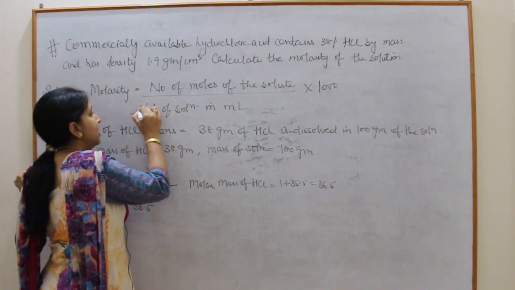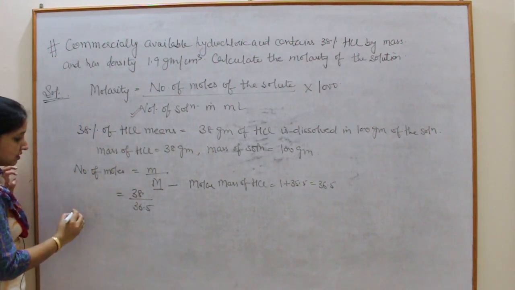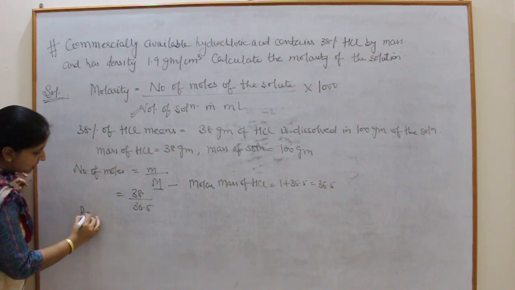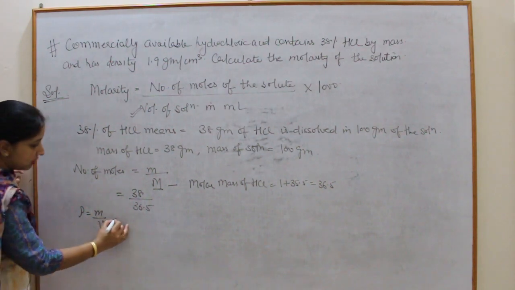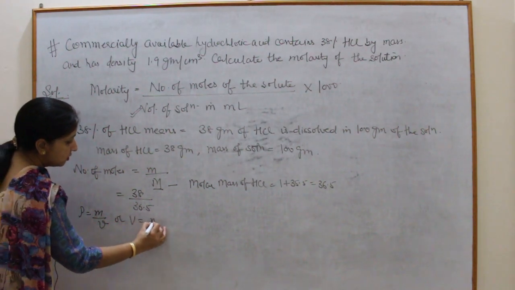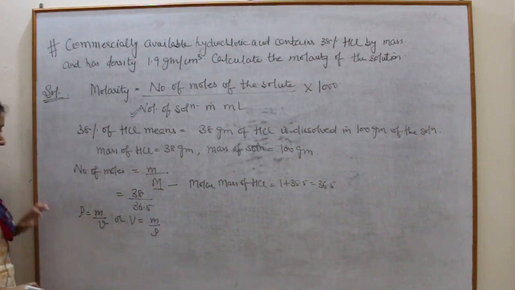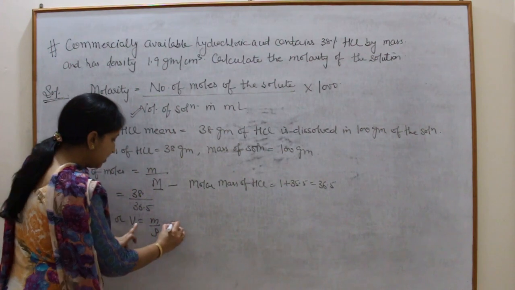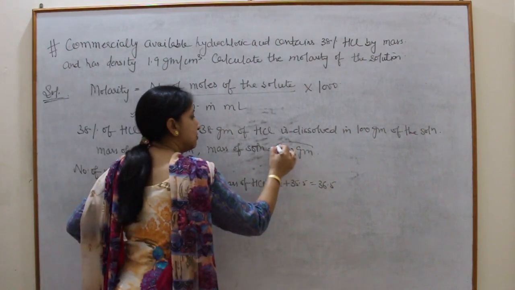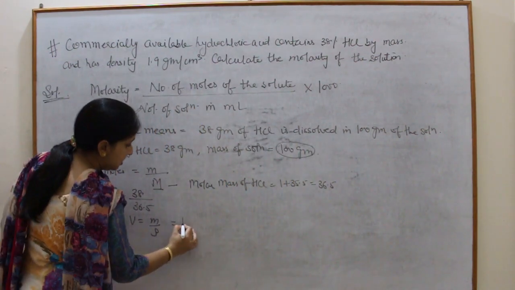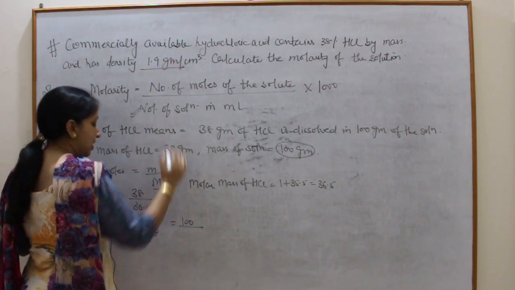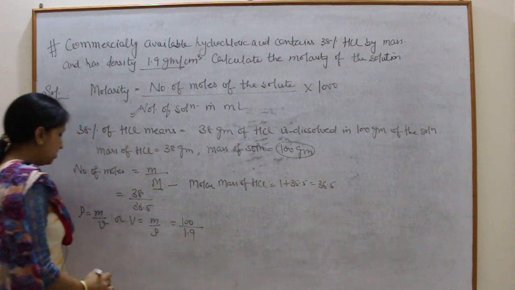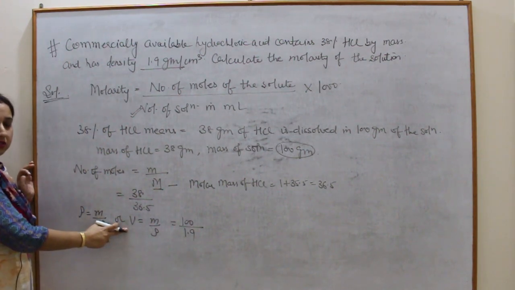Next step is we have to calculate the volume of solution. So we know density is equal to mass per unit volume, or volume is equal to mass upon density. So here mass is equal to mass of the solution, that is 100, and density is given 1.9. So this will be the volume of solution.